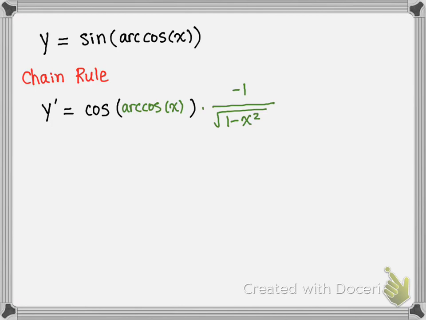So think about it. What is cosine of arc cosine of x? These two are inverse functions. It will give you x back. That is the definition of an inverse function. So this whole thing is going to give you x back. And then you just multiply by negative 1 over the square root of 1 minus x squared. So that is the derivative of this function.